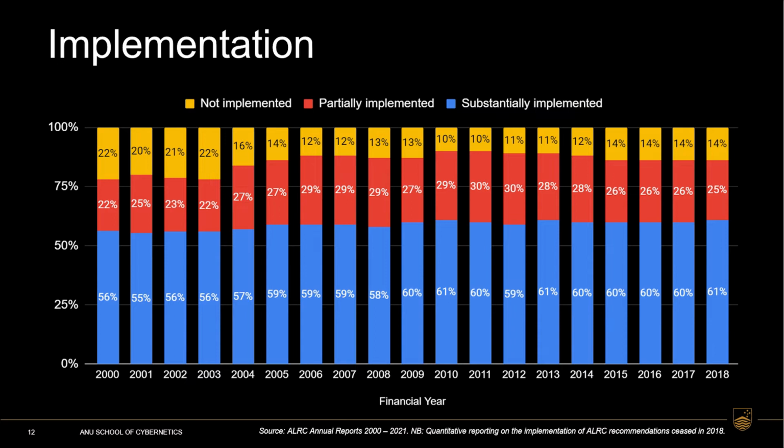Firstly, as previously mentioned, all inquiries are commissioned by the government of the day. As such, the inquiries conducted by the ALRC are not entirely independent of the intentions of the government of the day. And secondly, while the overall implementation rate has been consistently high, as at 2018, 25% of reports remained only partially implemented, and 14% remained not implemented at all. This indicates that a significant minority of reports, nearly 40%, remained without a substantial response by government.